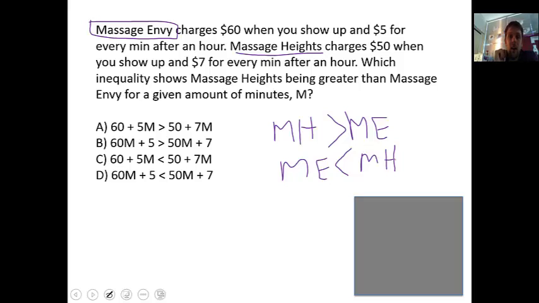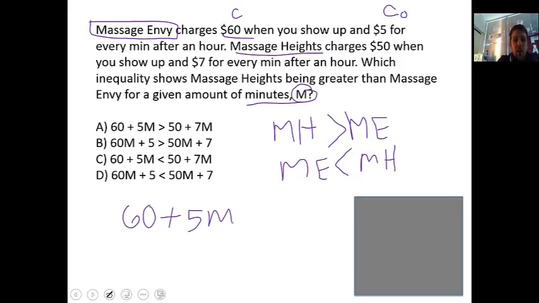Charges $60 when you show up. The variable looks like it's M for minutes. And I noticed that 60 doesn't depend on minutes. I just show up and I have to pay $60 no matter what. So that sounds like a constant, okay? When you show up and $5 for every minute. Okay, so if $5 depends on how many minutes, that sounds like it's a coefficient. So if I was writing this, I would say 60 plus 5M.